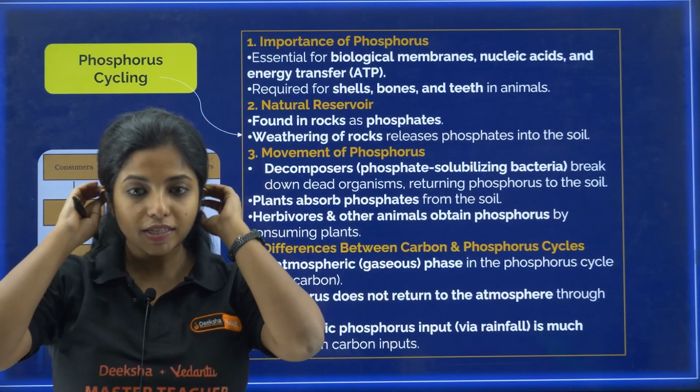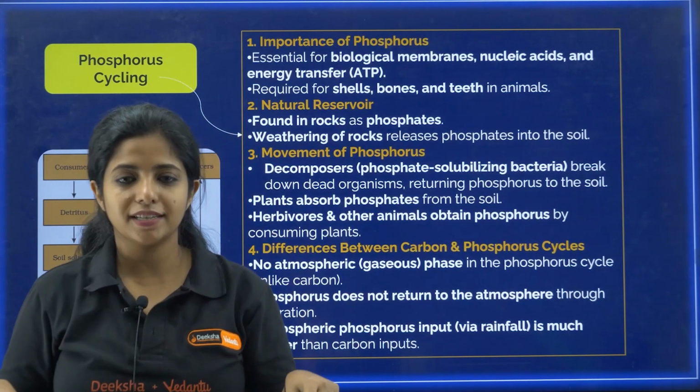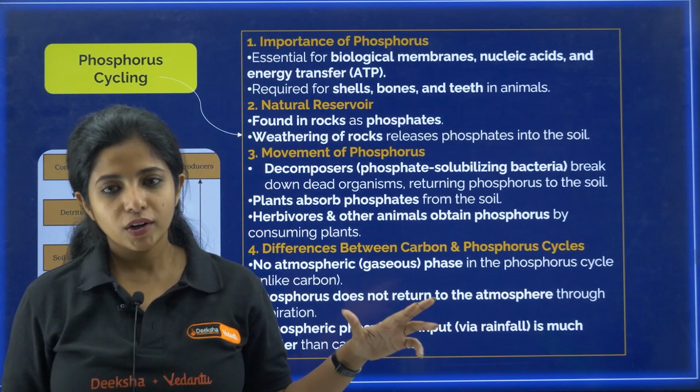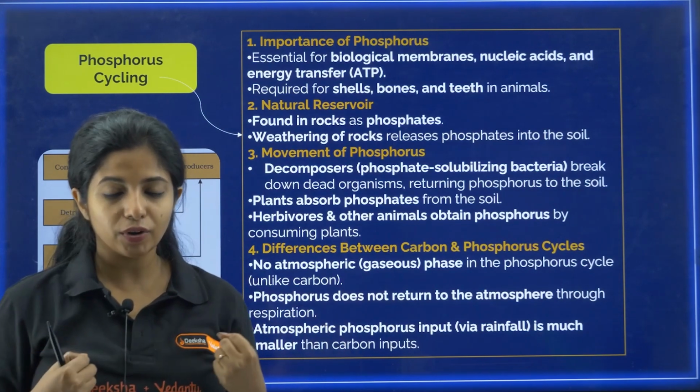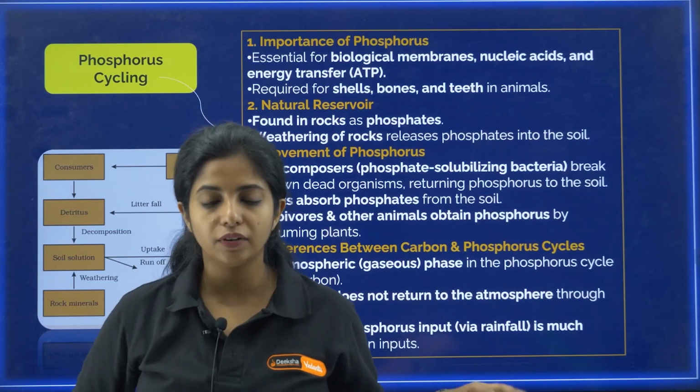So will any one of us say that the phosphorus we get is from respiration also? No. Where do we have it? Earth's crust. How do we get it? By weathering. Or basically, whatever phosphorus is there in our organisms, in our body, when we die, the decomposers act on it and give it back to the soil.